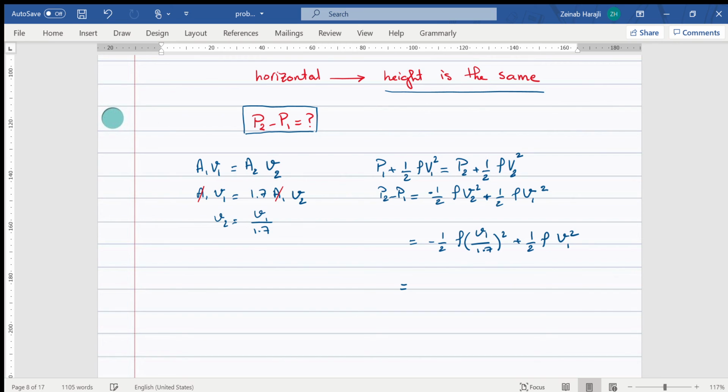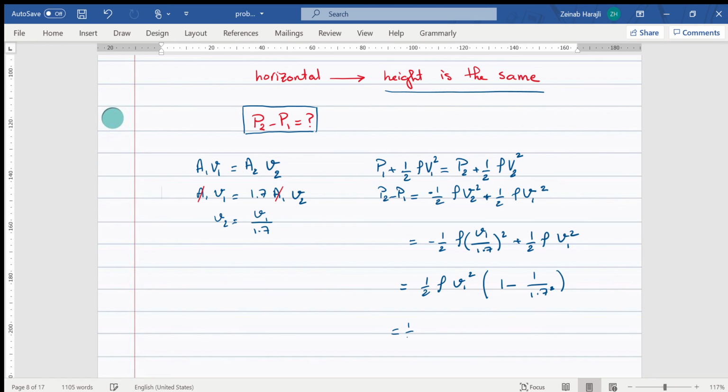We have the value of V1, we have the value of the density of blood. So all we have to do now is substitute, and then we will end up with the difference in pressures between the enlarged part of the aorta and the normal part of the aorta. So if we substitute this here, first of all, we can take half rho V1 squared as a common factor, and then we would be left with 1 minus 1 over 1.7 squared.